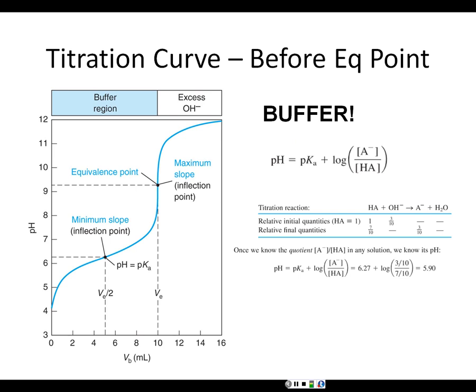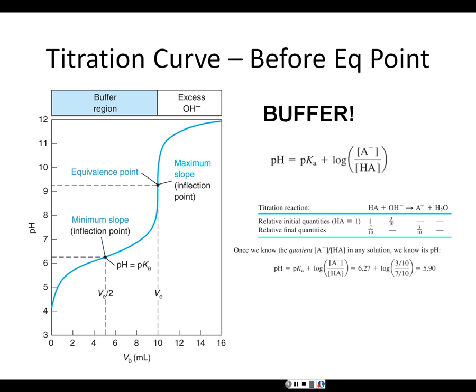As we've added strong base and it reacted with the weak acid, it formed that conjugate base. So you can see from the titration reaction there in the middle that HA, which is our weak acid, plus OH minus, which is our strong base, gave us A minus, the conjugate base, and water. Remembering that any mixture of a weak acid and its conjugate base is a buffer solution, we can immediately go to the Henderson-Hasselbalch equation in order to figure the pH.